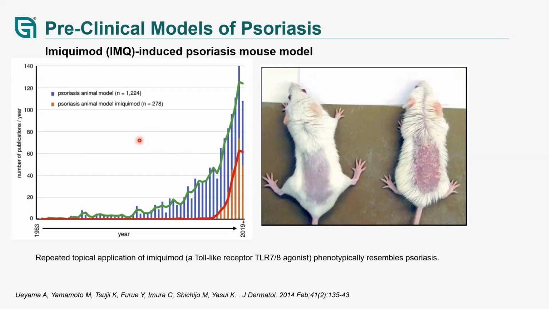IMQ is an agonist of toll-like receptors. Topical dermal application of IMQ results in the influx of immune cells and epidermal hyperplasia, and mouse skin is observed to display signs of erythema, scaling, and thickening, which closely resembles the pathogenesis of human psoriasis lesions in overall phenotype and histology.